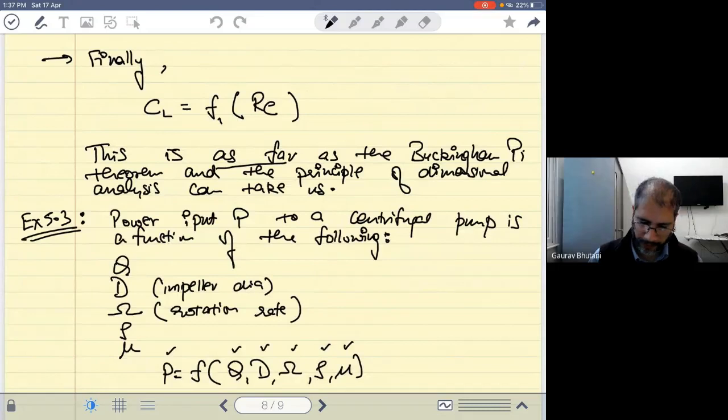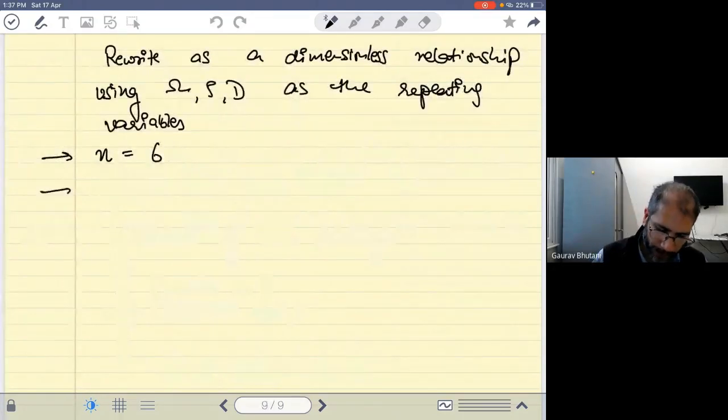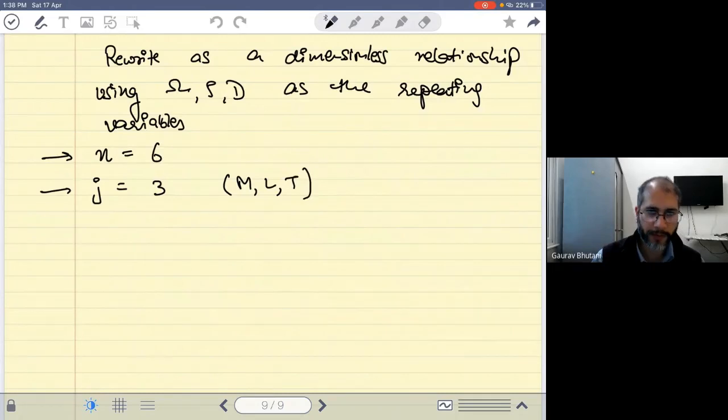6 variables. The number of fundamental dimensions is 3. So when you write all the dimensions, you will see that everything can be written in terms of mass, length, and time. There's no temperature here. Next is the 3 fundamental variables we have to choose. It's already given to us that we have to use omega, rho, and d as repeating variables.